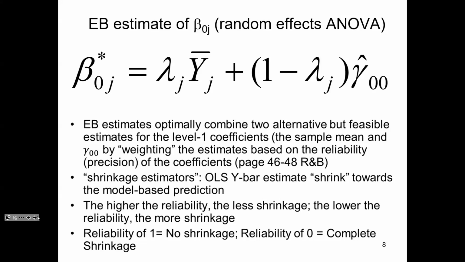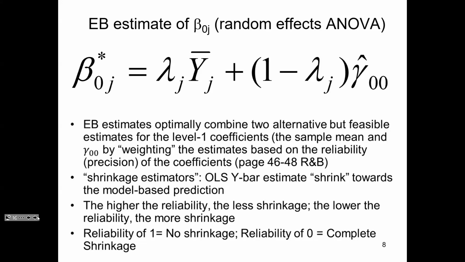So if I have a reliability in a school of 0.99, let's say, the beta sub naught J is going to be 0.99 times the sample mean plus 0.01 times the overall expected mean. So if you think about that, it's going to give me an estimate that's really close to the sample-based estimate, because I've basically weighted the sample-based estimate in that example like 99 times as high as the model-based estimate. Do you see what I mean?